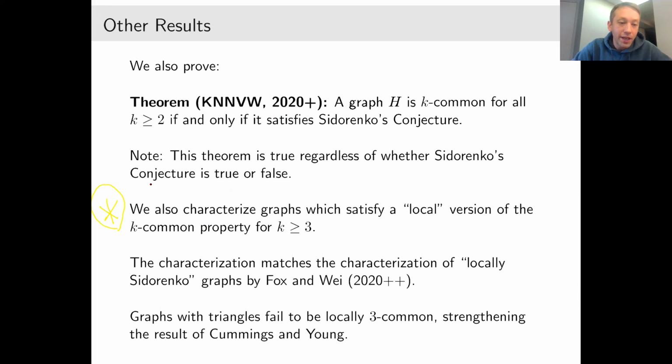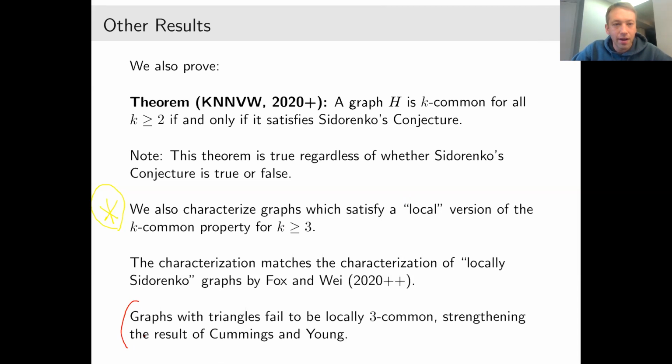In particular, if you have a triangle, your girth must be odd, right? So this implies a strengthening of the result of Cummings and Young. It implies that any graph with a triangle must fail to be locally 3-common, which is stronger than saying that it's not 3-common.